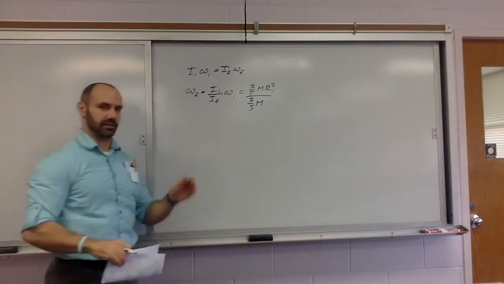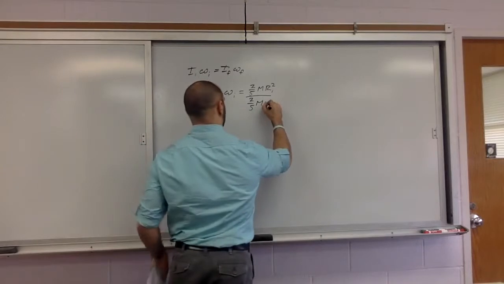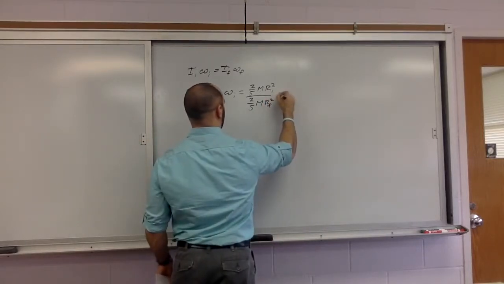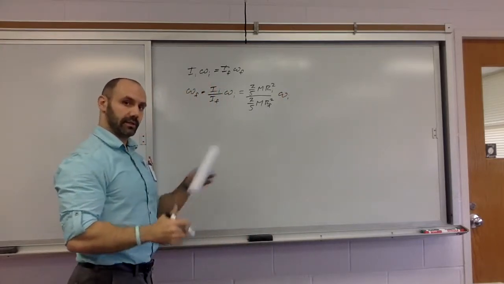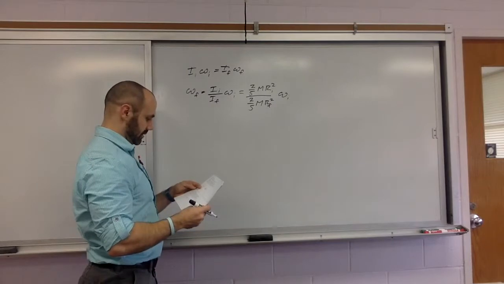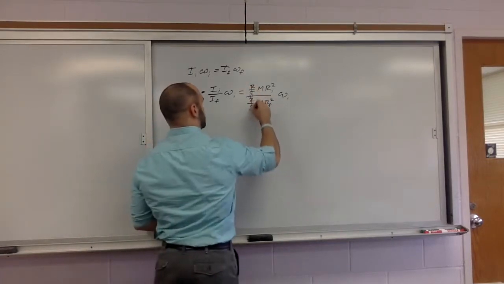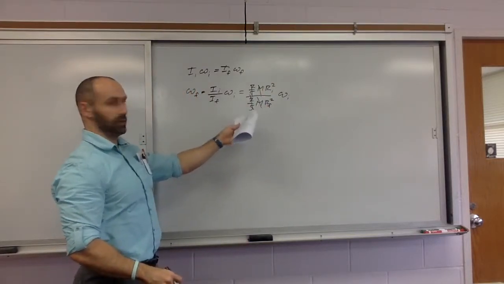Let's assume that it hasn't lost any mass. So if it's the same mass, and then RF squared, and then omega initial. A couple things happen here. We can cancel out the mass. We can cancel out these fractions. So now I need to know RI squared over RF squared and omega initial.